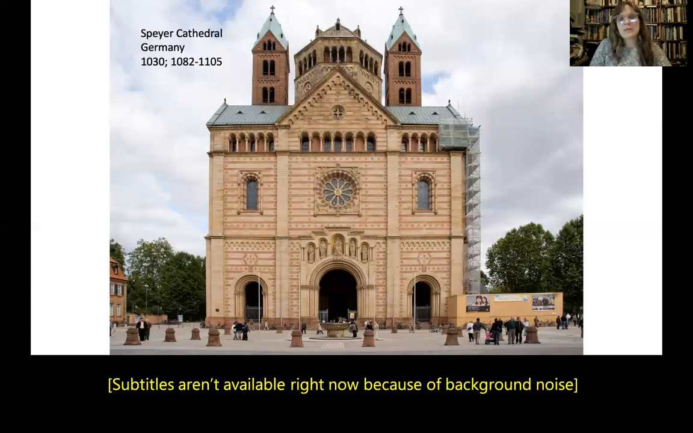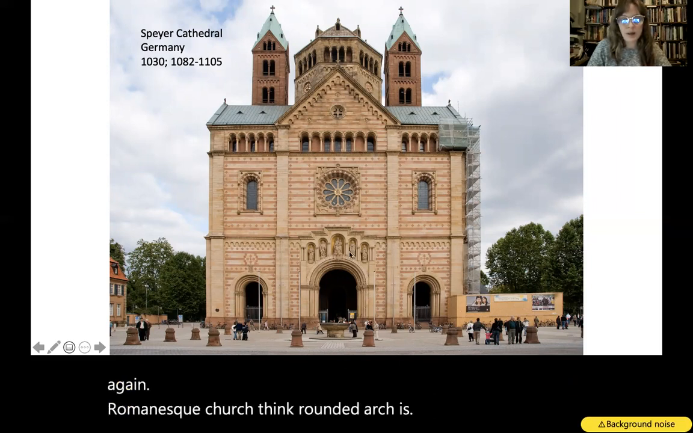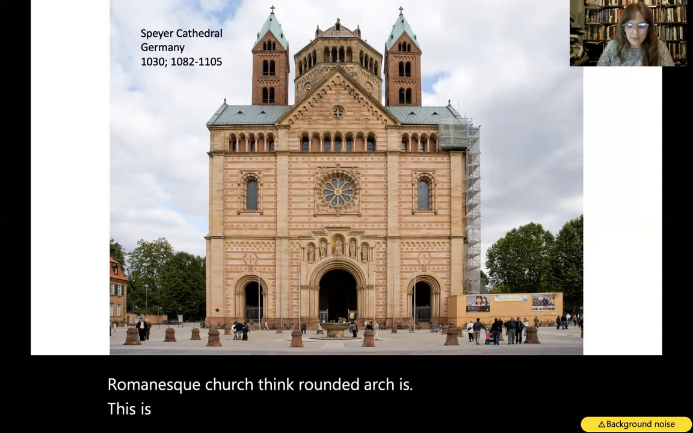So one example, very briefly, of a Romanesque church here is the Speyer Cathedral. So again, Romanesque church, think rounded arches. This is a church in the German Rhineland.